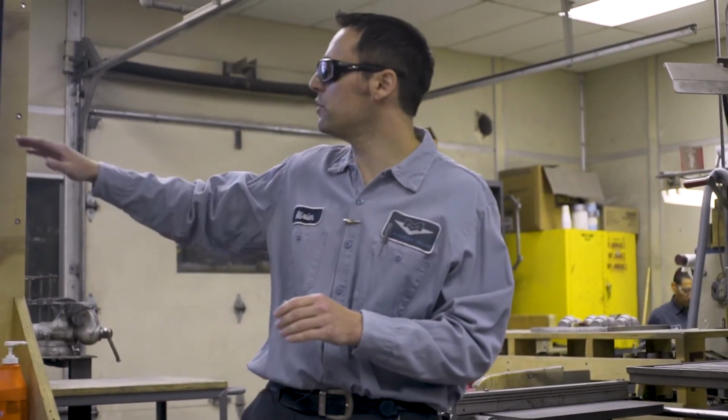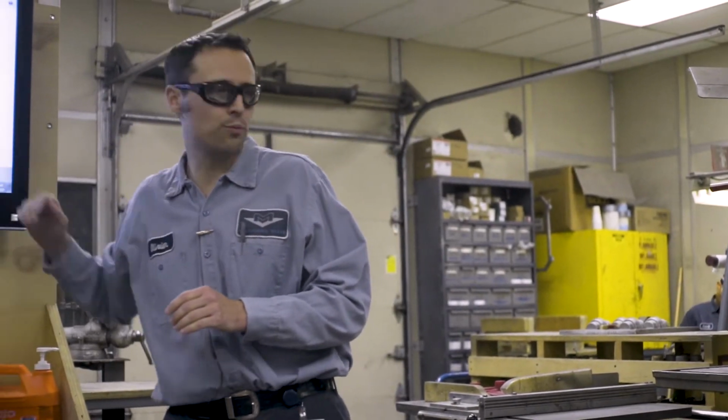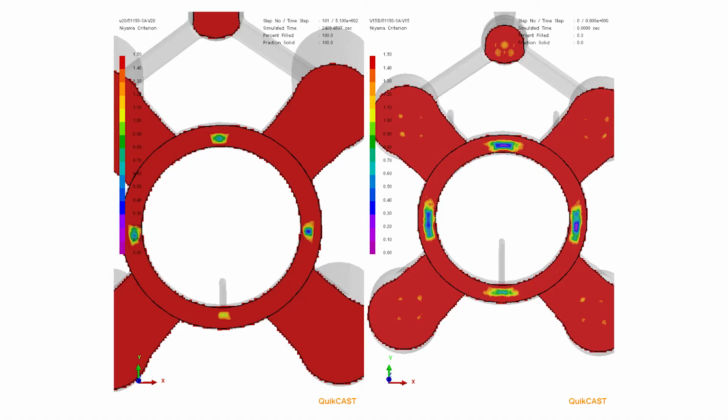And that's something that we can adjust with the software. So the areas in purple that you can see at noon and at 3 o'clock give you a likelihood of microporosity, and we can change the gating to eliminate that. And that's what we did.